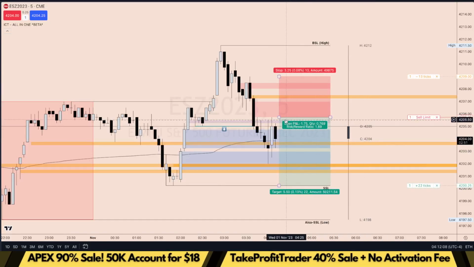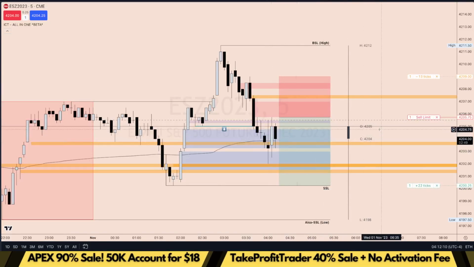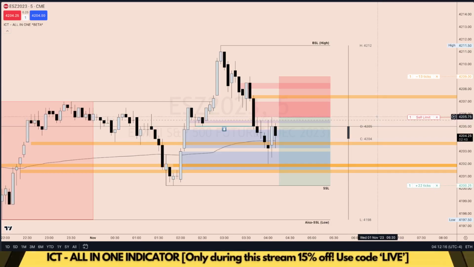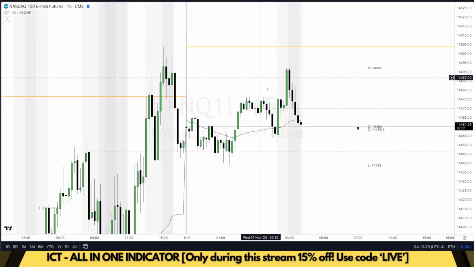Let's see if we get tapped. We have some major resistance here, being the daily open and the midnight level. That could hold us. But it's a sign of strength that we see that the low has been so far respected here on ES, while on NQ, not really, or not so much.